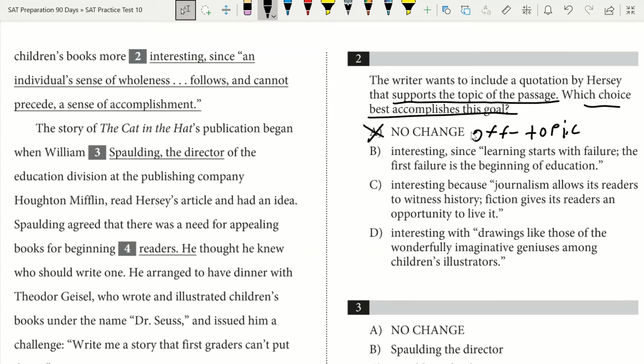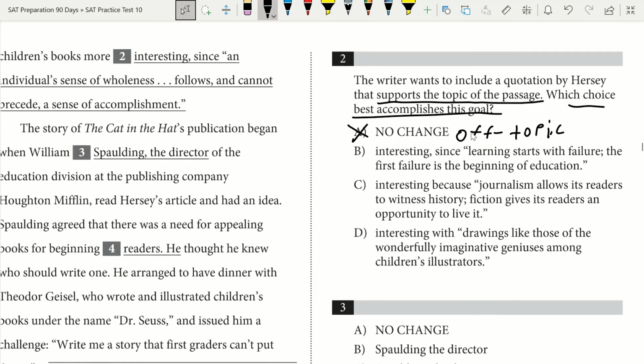B, interesting, since learning starts with failure and the first failure is the beginning of education. Once again, it's off topic, right? We want to be talking about The Cat in the Hat eventually, right? And we want to be talking about how illustrations and capturing the reader's attention is going to help these kids learn to read. So B is also wrong. Even though it talks about education, it's not talking about how illustrations are going to help these children have more interest and therefore read more.